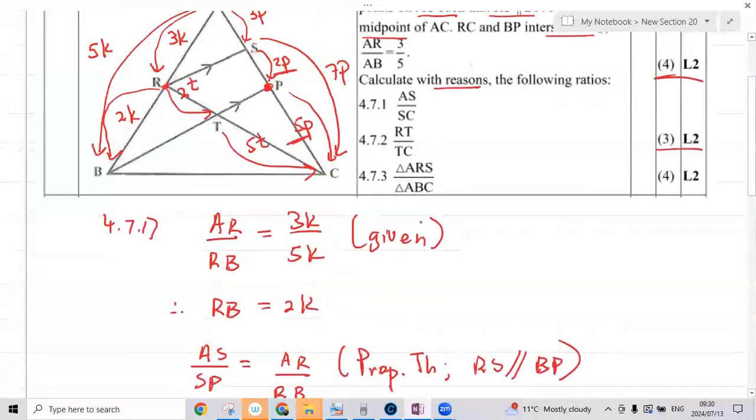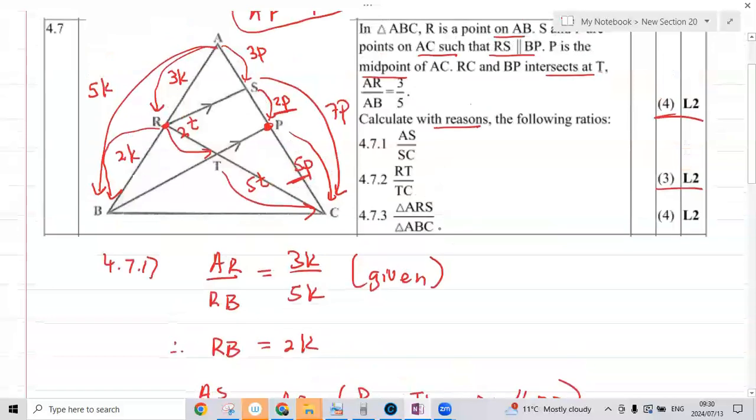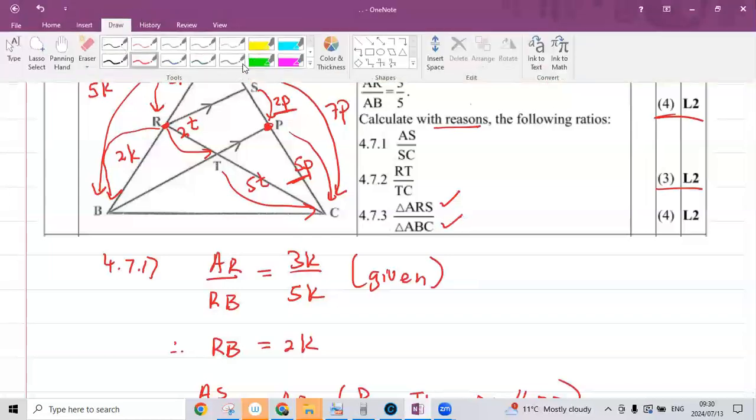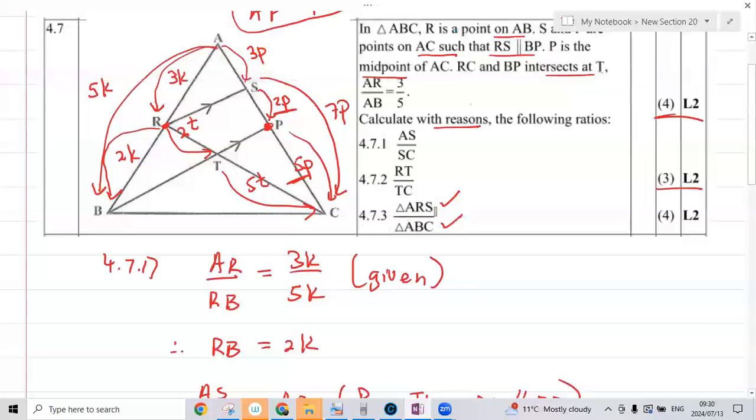Next, what do they want us to do here? They said 4.7.3. They want the area of triangle ARS over the area of triangle ABC. Right, so let's see how we're going to do this. So where's triangle ARS? We've got ARS here.